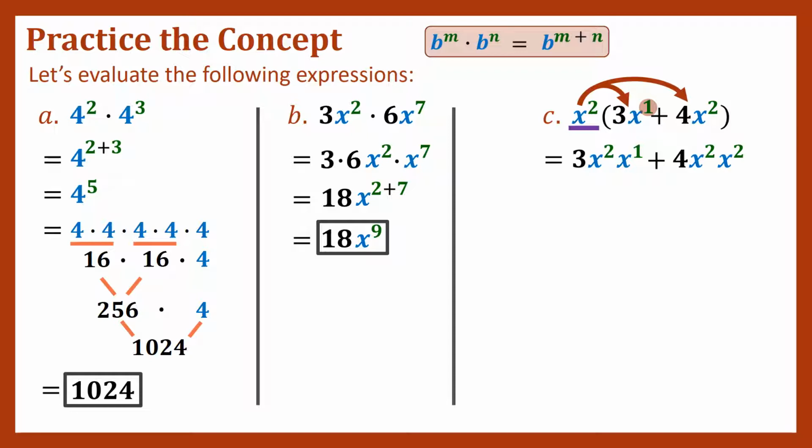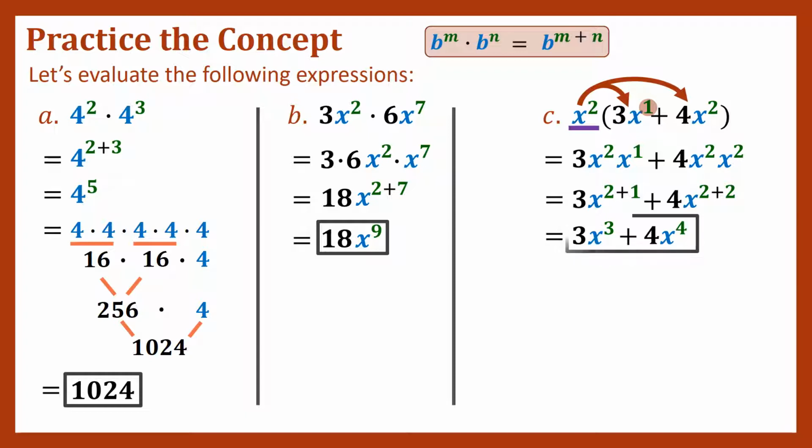Now we can further simplify this expression by using the product rule. This expression is then equal to 3 multiplied by x raised to the power of 2 plus 1 plus 4 multiplied by x raised to the power of 2 plus 2, which equals 3x raised to the power of 3, also known as x cubed, plus 4 multiplied by x raised to the power of 4. And this represents the result of the third expression.